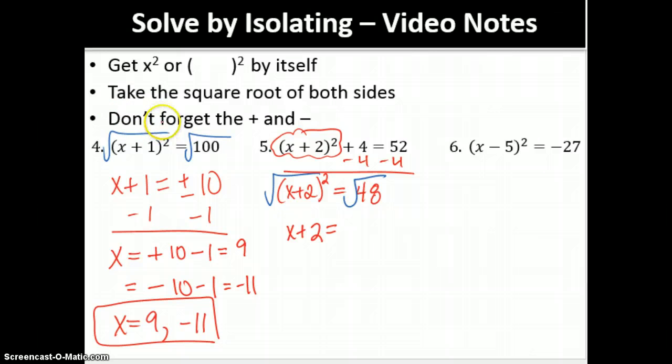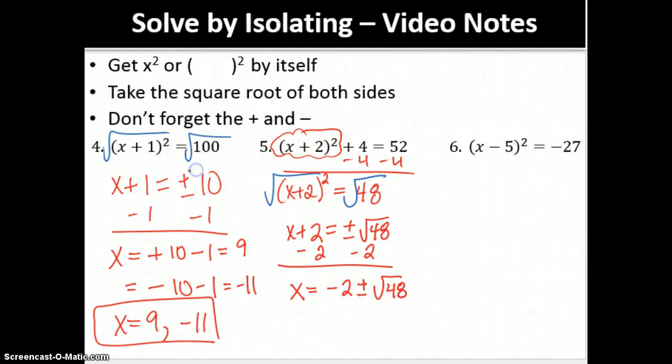And now we want to account for the positive and the negative, so we get plus or minus root 48. Now the next step, we can either subtract the 2 to solve for x, or we can simplify the square root 48. Whatever order you do it in doesn't matter. Okay, I'm going to go ahead and subtract the 2 from both sides. So we have x equals, now the proper order to write this in is negative 2 plus or minus root 48. So negative 2 first, plus or minus root 48.